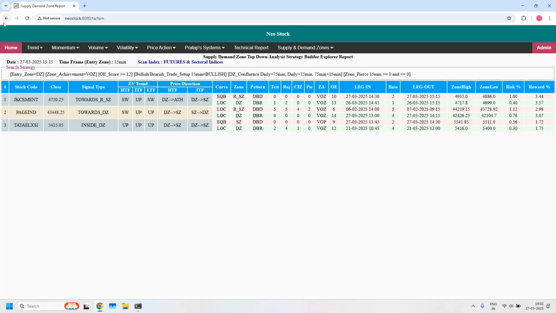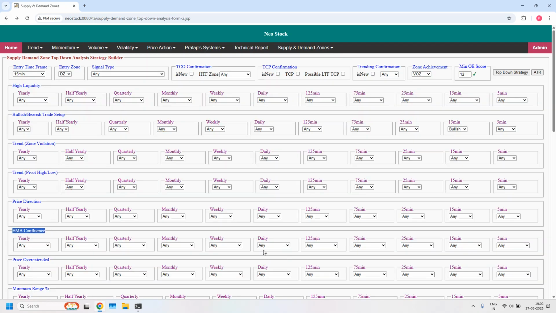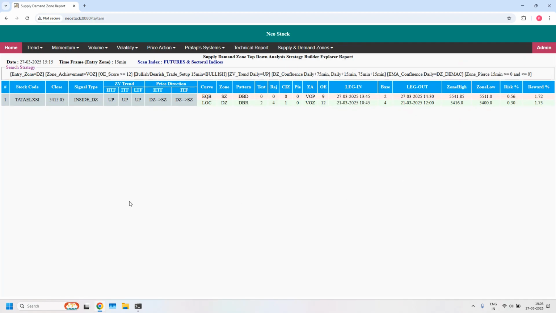Let's filter. EMA confluence at daily. Why daily? Because 15 minutes zone together with 75 minutes, part of the daily zone, overlapped with daily. That's why we are checking daily demand zone having daily EMA confluence. At the same time, the daily trend should not be sideways. Few stocks daily trend is sideways. We have to eliminate them. So daily trend should be uptrend because it is bullish trade setup. So with these filters, we got that one stock is filtered. So that means this is having even more high probability to get success. Maybe that is the reason why this zone is already tested 4 times.